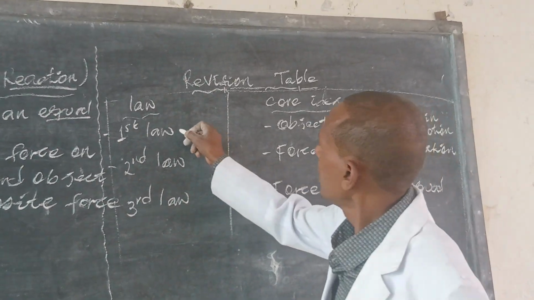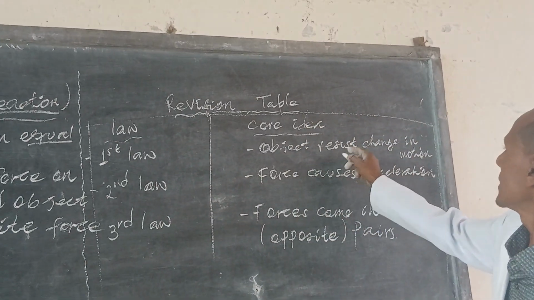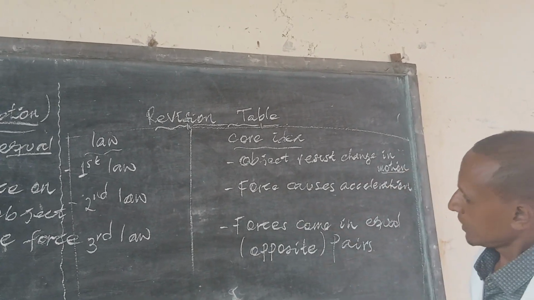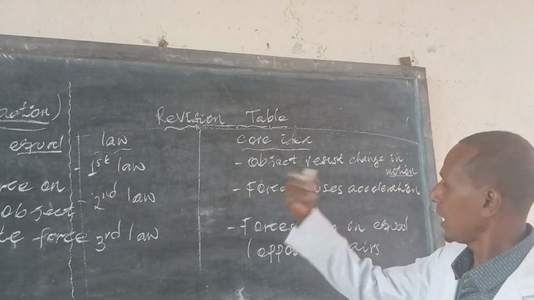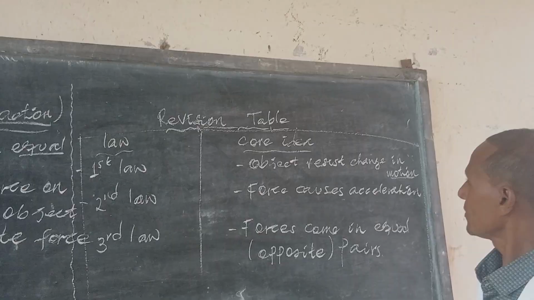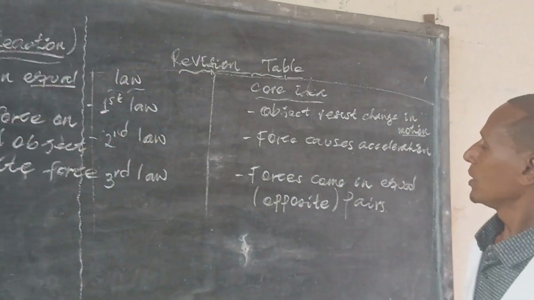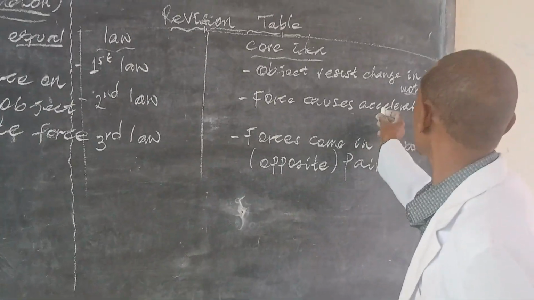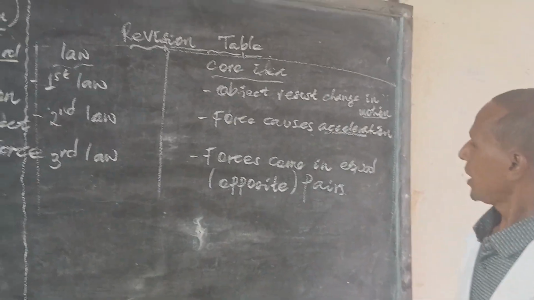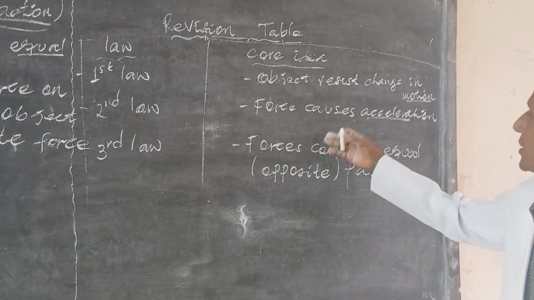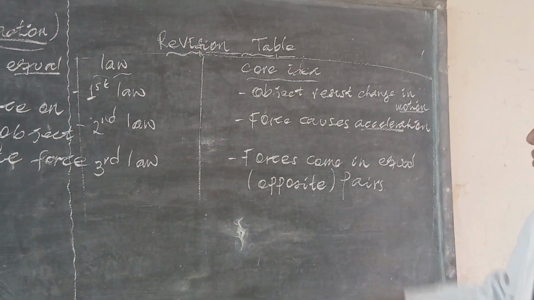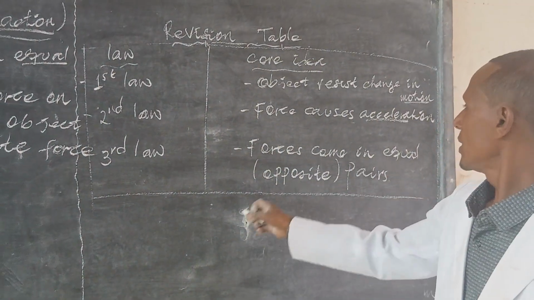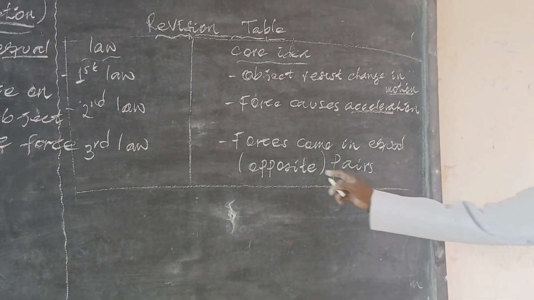For Newton's first law, an object resists change in its motion. If the object is in motion, it stays in motion unless an external force is exerted on it. An object at rest is also the same. For Newton's second law of motion, force causes acceleration. If the force exerted on a body is unbalanced, there is acceleration in the direction of the applied force. Newton's third law says that forces come in equal and opposite pairs.